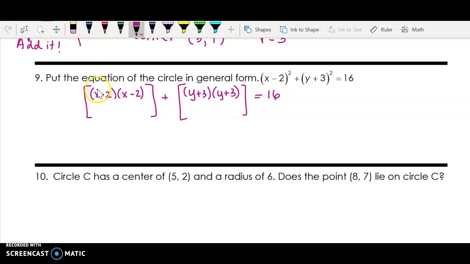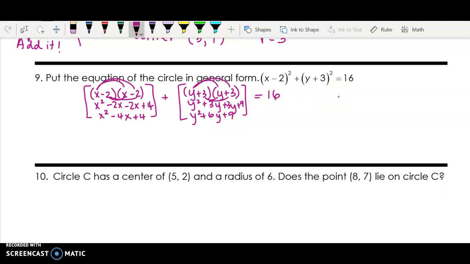So we'll go ahead and multiply these. This is going to give me x squared minus 2x minus another 2x plus 4. So that gives me x squared minus 4x plus 4. Then over here we'll do the same. y squared plus 3y plus another 3y and plus 9. So that gives me y squared plus 6y plus 9.